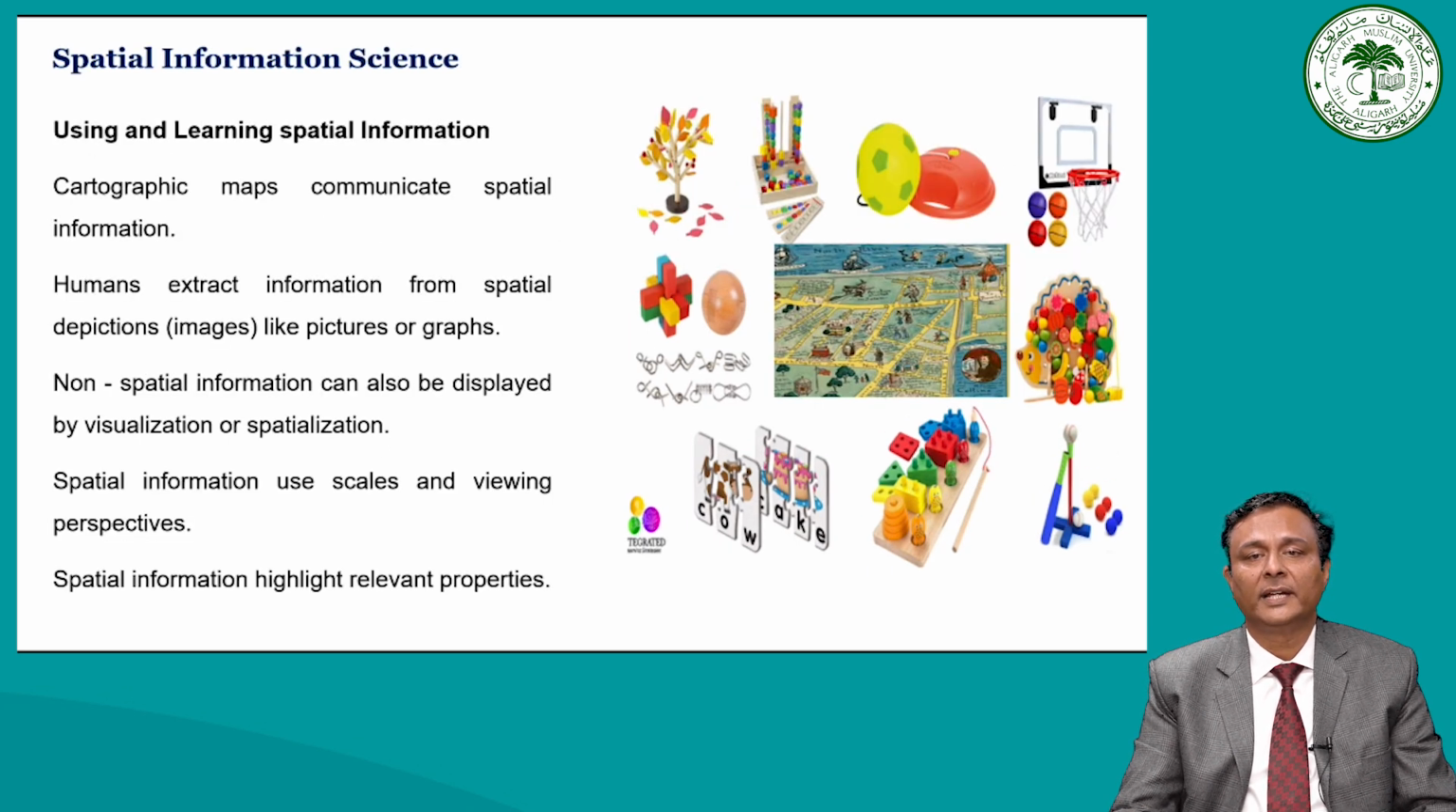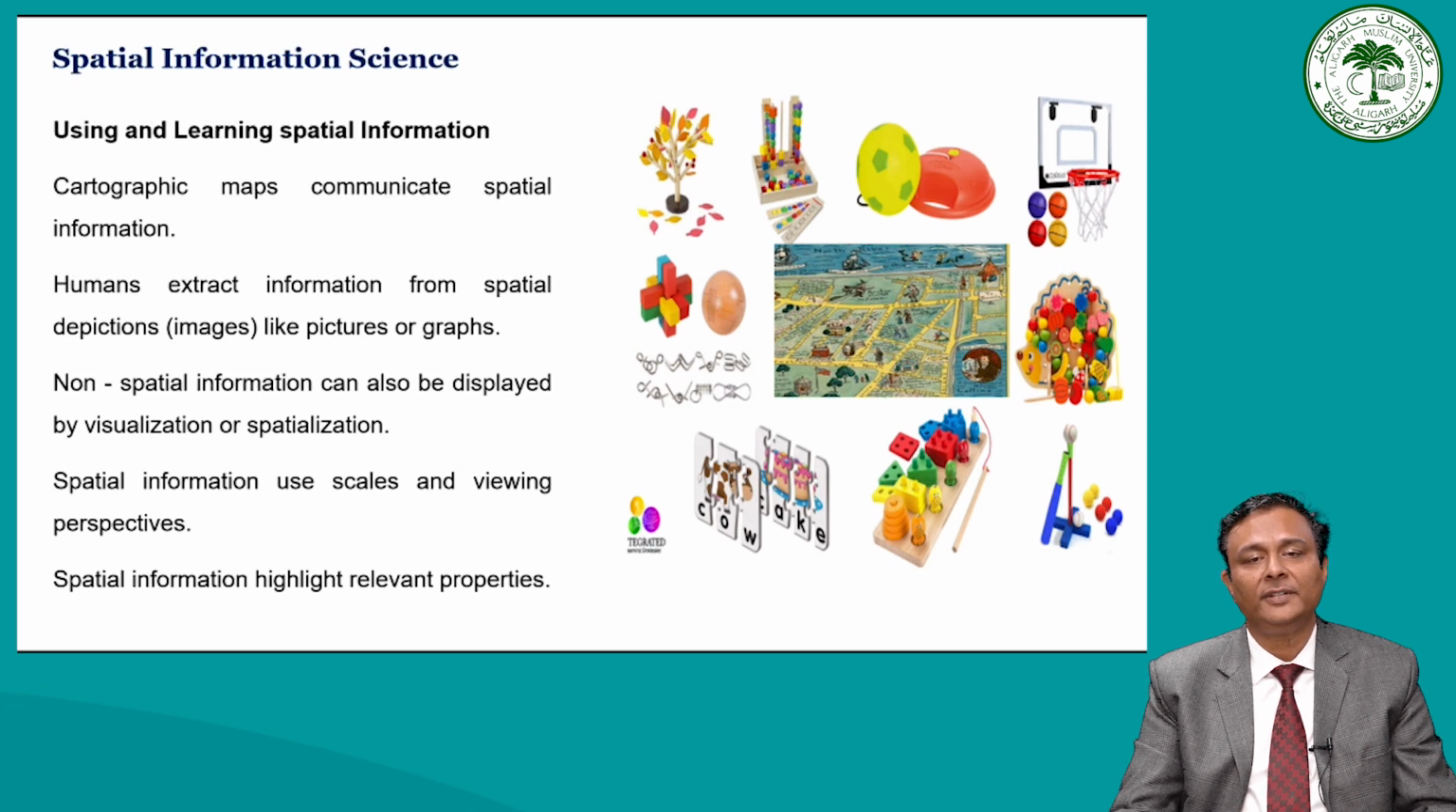Now, how can we use and learn spatial information? The main purpose of cartographic maps is to communicate spatial information and support geographical problem solving. Humans have the ability to quickly extract great amounts of information from spatial depictions, like images, pictures, or graphs, etc. Even non-spatial or non-perceivable information can be displayed this way. We may call it visualization or spatialization.